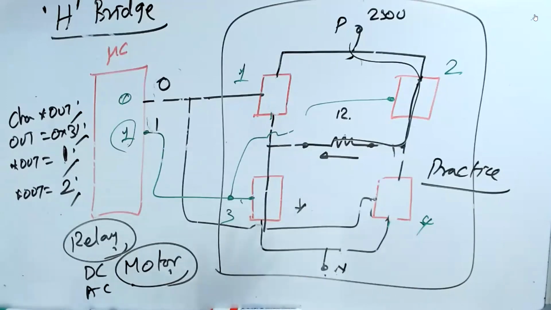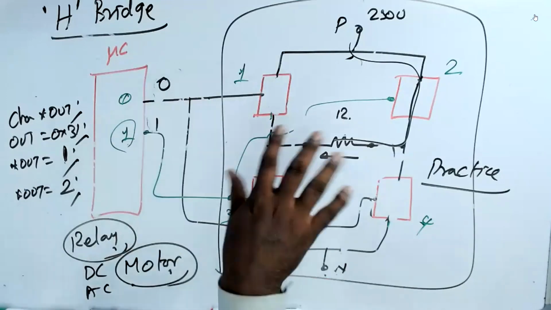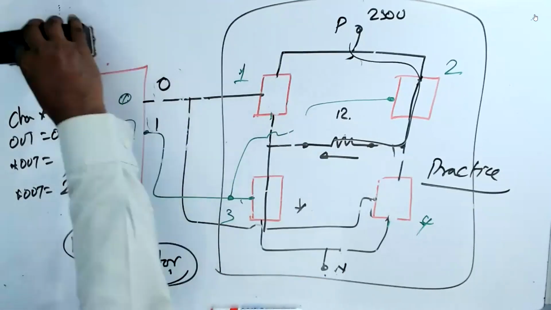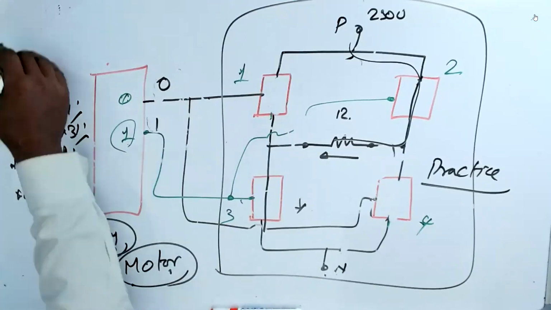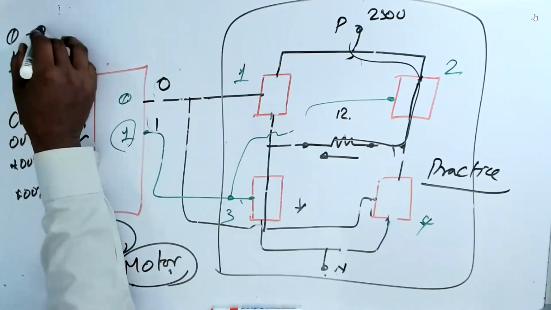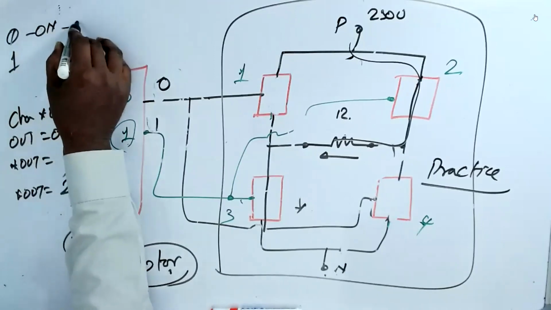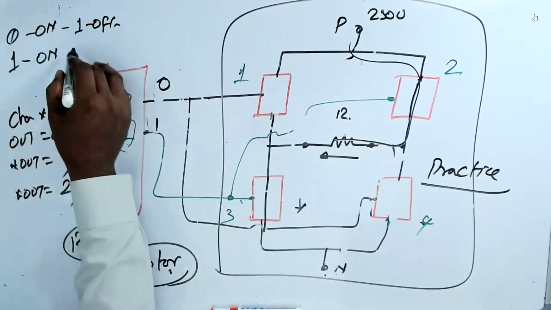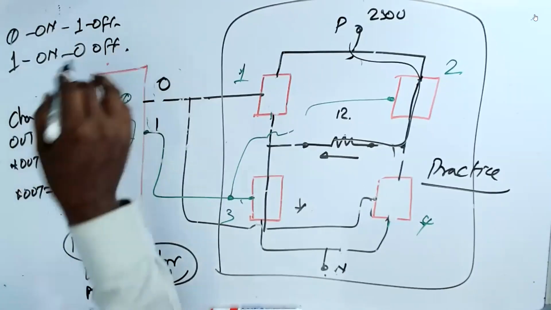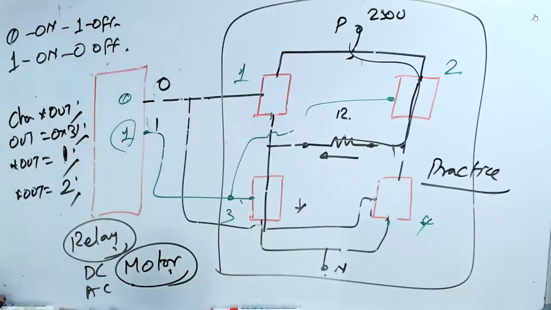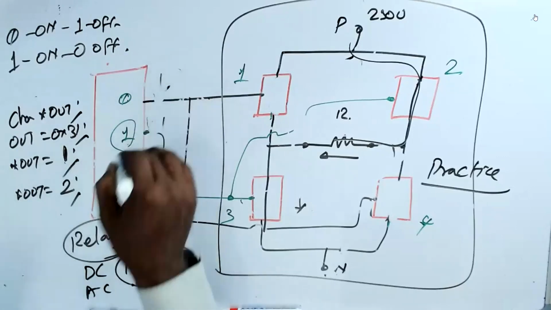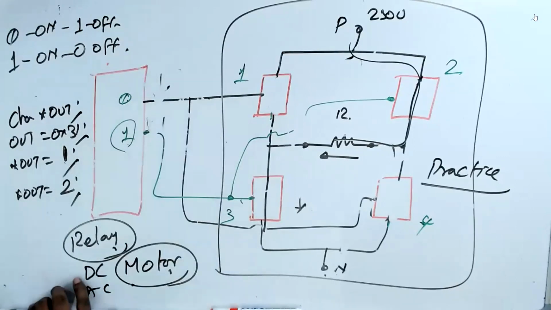So let the table be there as such. You just try to understand the H bridge functionality. That means when bit 0 is on, bit 1 is on; bit 0 is on, bit 1 is off; bit 1 is on, bit 0 is off. What will happen? When both are off, 0, 0, what will happen? When both are 1, 1, what will happen? Okay, think of it. We'll come back after the break.